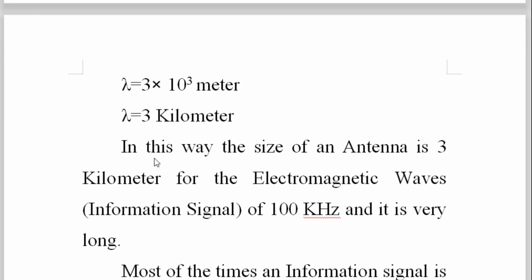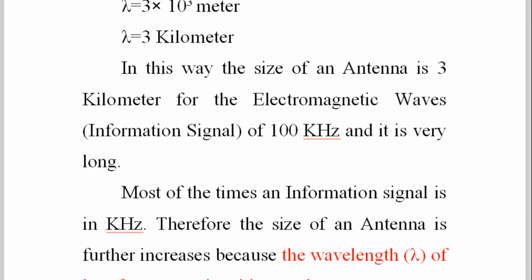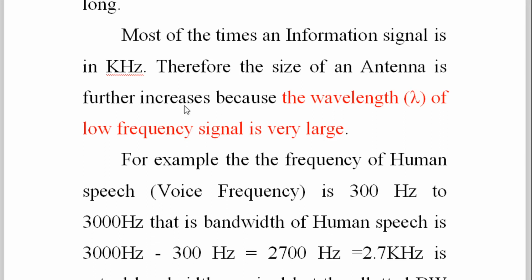So can you imagine, the size of antenna required to transmit the signal of 100 kilohertz is 3 kilometer, and it is practically not affordable. In this way, the size of antenna is 3 kilometer for an information signal of 100 kilohertz, and it is very long.